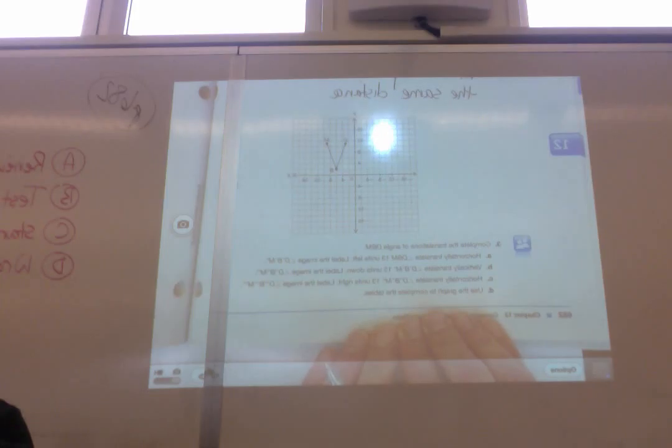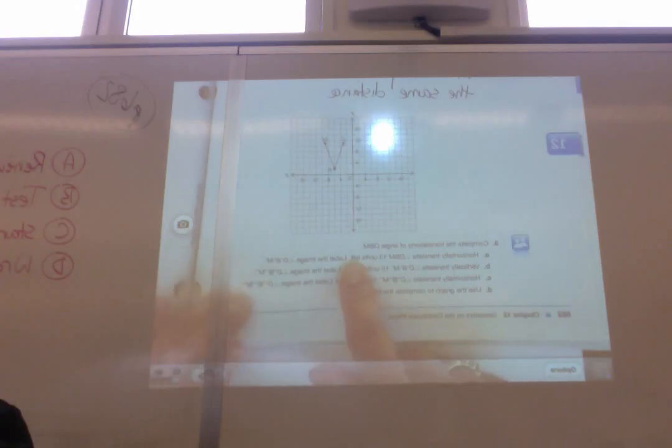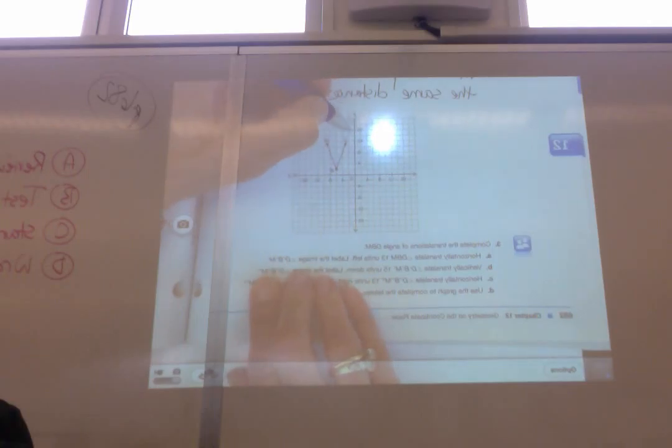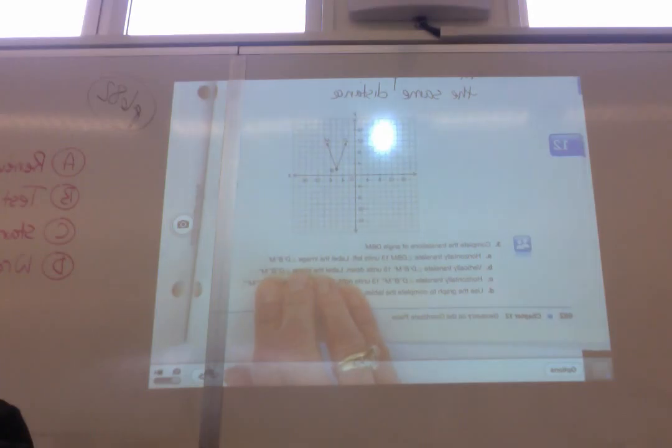Complete the translation of DBM. A. Horizontally, we're going to translate it 13 units to the left. We're going to label the image D prime, B prime, M prime. So instead of 7, they want us to go 13. But look at the axes. What does that mean about the boxes? Are we counting 13 boxes? What does each box represent?